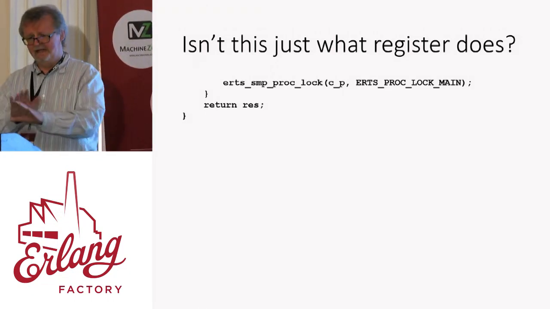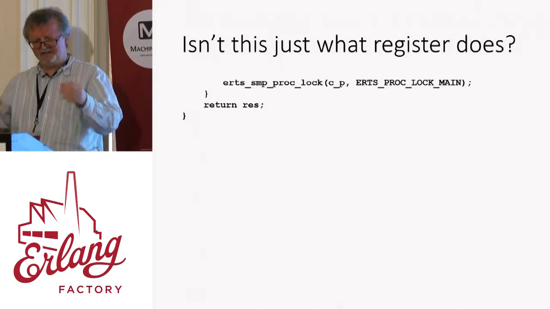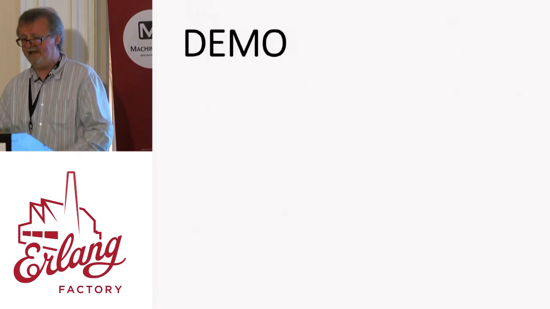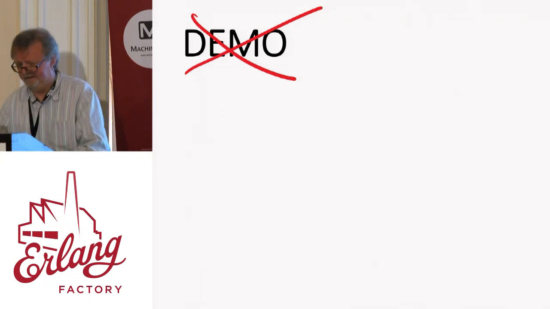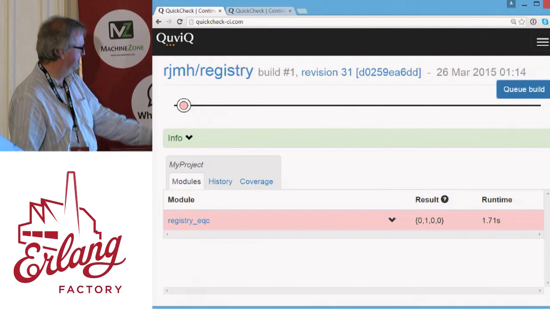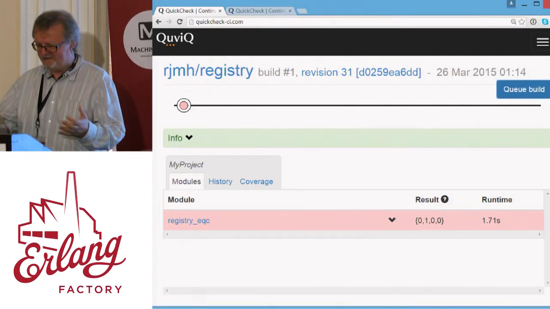OK, so let's test it. So I've just built a really simple model that just basically says it's got the spec of register. It's got corresponding specs for spawn and unregister. Let's see what happens. Once again, I can't demo because of the network. But I can show you what would happen. So if I queue a build, now I've queued the first build. Not surprisingly, my tests fail. Otherwise, it wouldn't be much of a demo.